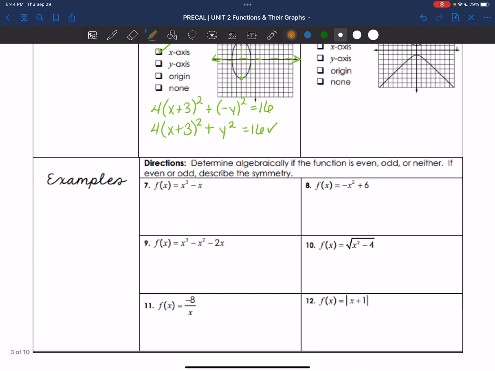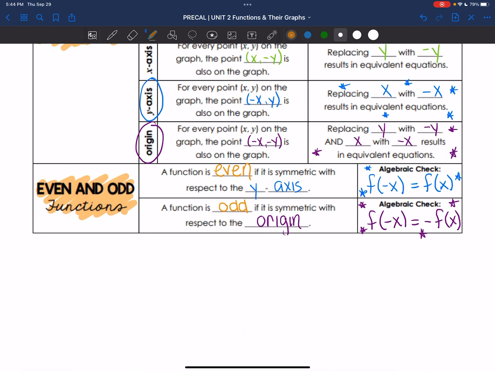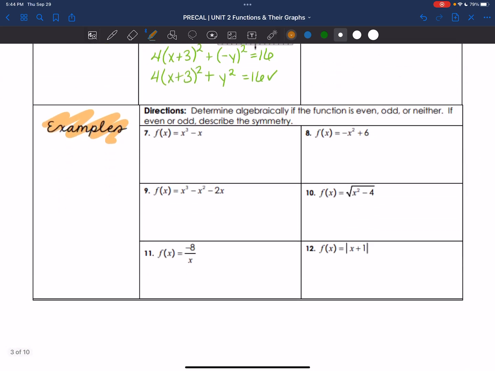All right, couple more examples here. In these examples, we're going to determine algebraically if our function is even, odd, or neither. If it is even or odd, we're going to describe what kind of symmetry that is. All right, so if it is even, it is symmetric with respect to our y-axis. If it is odd, it is symmetric with respect to the origin.